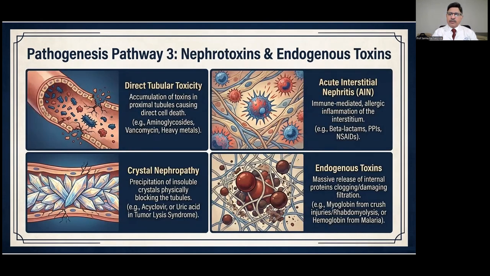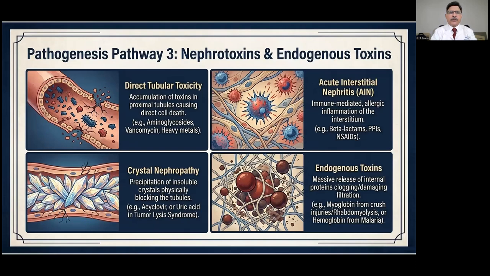Pathogenesis 3. Two levels I have shown you. The first level is at the cellular, molecular level. The second level is at the hemodynamic level. And the third level is nephrotoxins and endogenous toxins. Direct tubular toxicity: accumulation of toxins in the PCT causing direct cell death, like aminoglycosides, vancomycin, heavy metals. Acute interstitial nephritis, AIN: immune-mediated allergic inflammation of the interstitium. Beta-lactam antibiotics, PPIs, and NSAIDs cause AIN. That is acute.